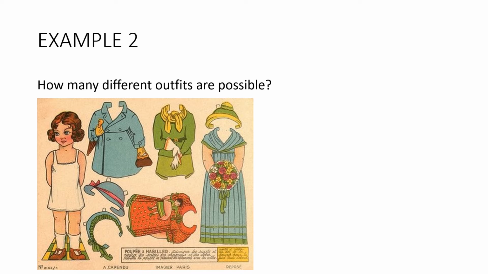Here's another example. Now back in the 1900s, little girls used to play with cardboard dolls, and what you would do was cut out the dresses or the coats and the hats, and you could dress your doll in different outfits. And we can see here that we've got 2 coats, 2 dresses, and 3 hats. So how many different outfits are possible? We would go 2 times 2 times 3, which is 12.